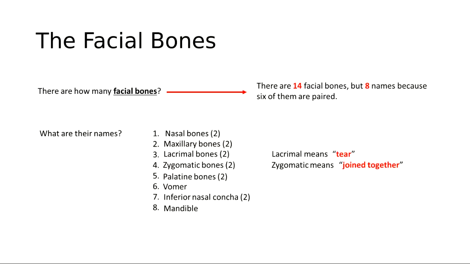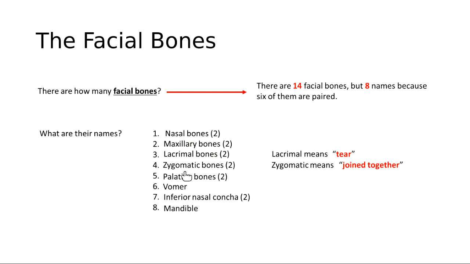We move on to the front page again. Right next to where you have the cranial bones, we have the facial bones. Now the facial bones are the ones that give you your facial features. They do not form the brain case. Okay, they do not form the brain case. And there are 14 of them, but there are only 8 names because some of them are paired.